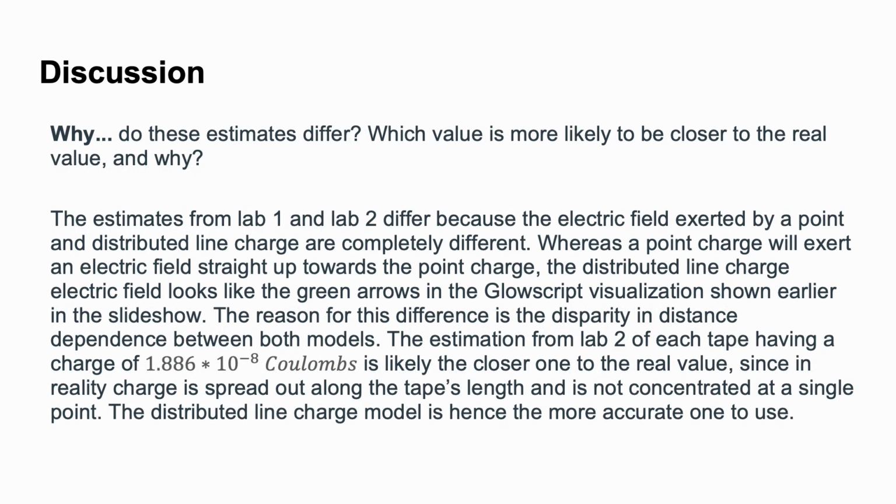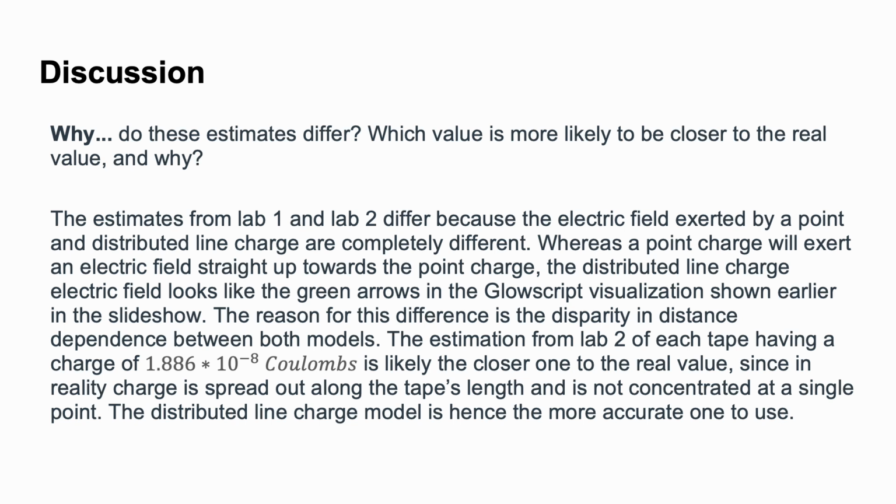And finally, let's discuss why these estimates differ. The estimates from Lab 1 and 2 differ because the electric field exerted by a point charge and a distributed line charge are completely different. Whereas a point charge will exert an electric field straight up towards the point charge, the distributed line charge electric field looks like the green arrow in the GlowScript visualization shown earlier in the slideshow.